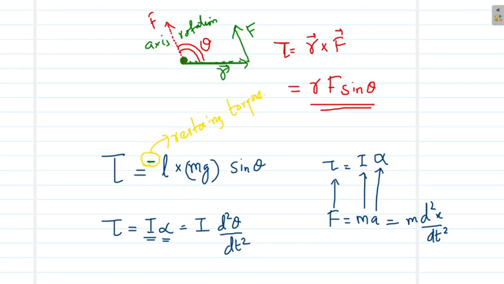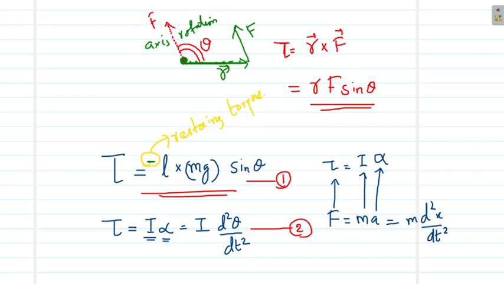So we have two equations for torque. This equation applies to the case of a compound pendulum. This is the total torque acting on a compound pendulum. And this is the general equation for torque. Comparing 1 and 2, we can write the equation for the compound pendulum as I into d square theta by dt square is equal to minus mgl sine theta.